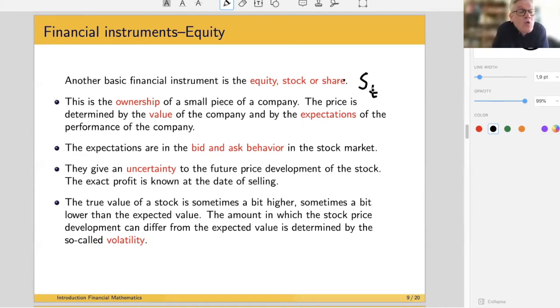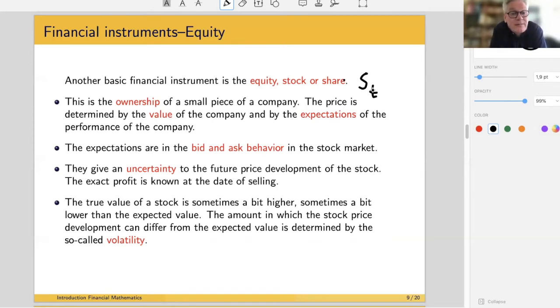It's ownership. If you own stocks, you own a small piece of a company, a very small piece. The price of the stock is often determined by the value of the company and the expectations of the future performance of the company. And because these expectations are incorporated in the price, we see a bid and ask behavior in the market. So stocks are really traded on stock exchanges, on stock markets, and there are people wanting to sell and people wanting to buy stocks, and there's a bid price and an ask price, and when bid and ask price meet, then a trade takes place.